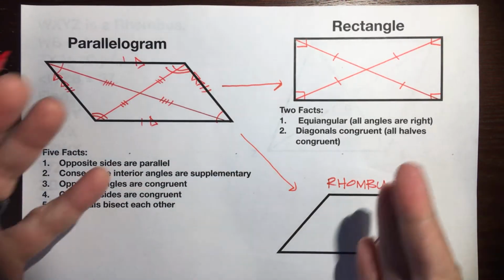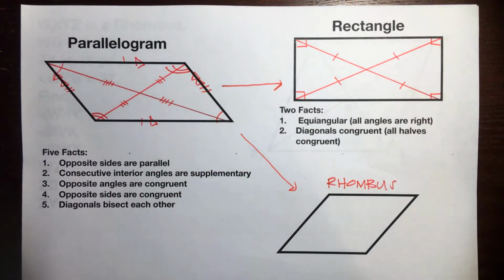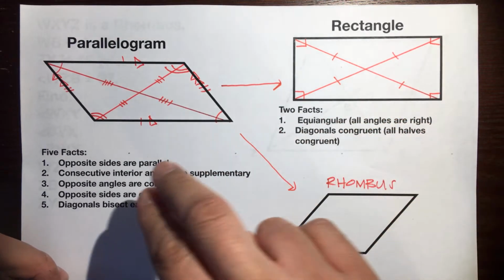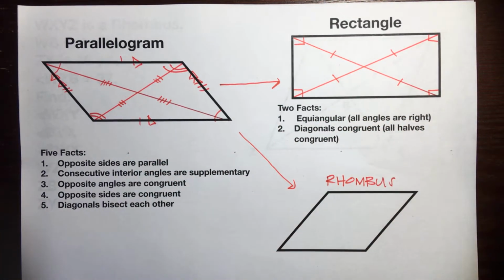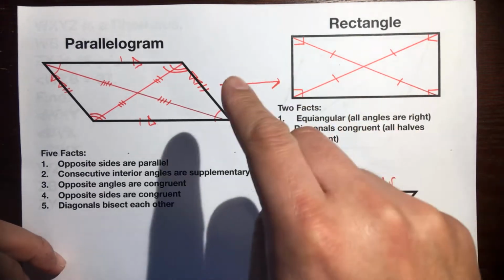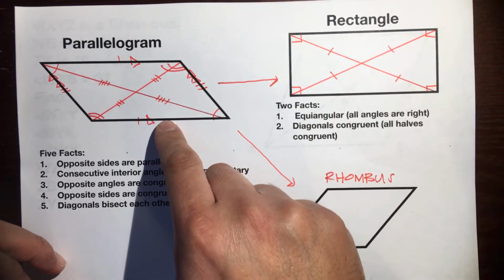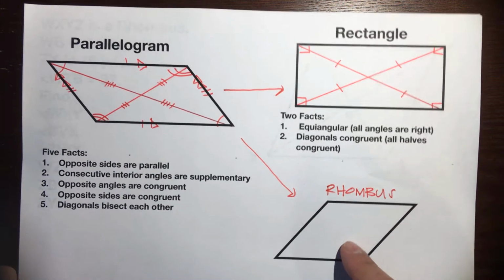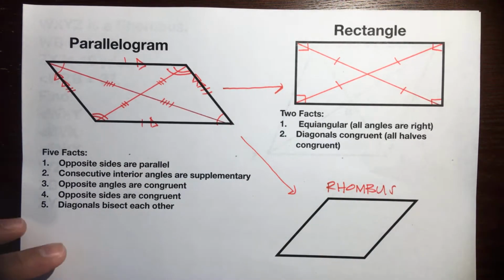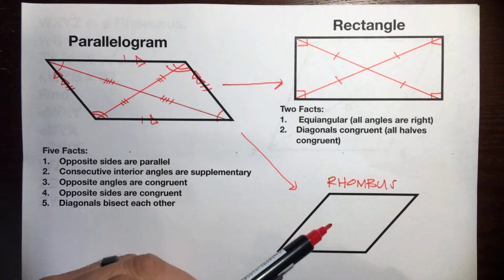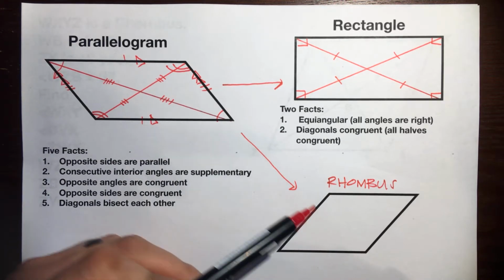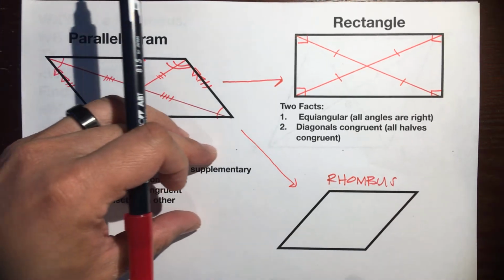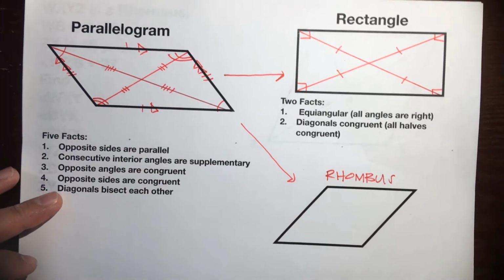And so if you watched the previous video about rectangles, you know that the rectangle has two facts, and it also inherits the 5 facts about the parallelogram, because a rectangle is a special type of parallelogram, because that's its mom. And the rhombus is also a special type of parallelogram because the rhombus is also the child of the parallelogram. So these 5 facts fall under the rhombus as well.